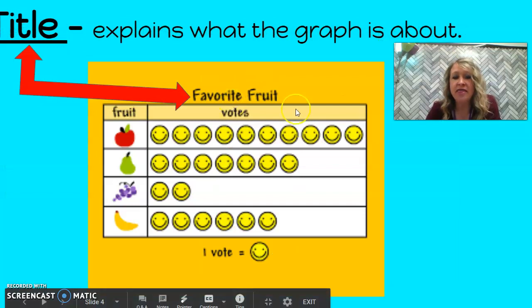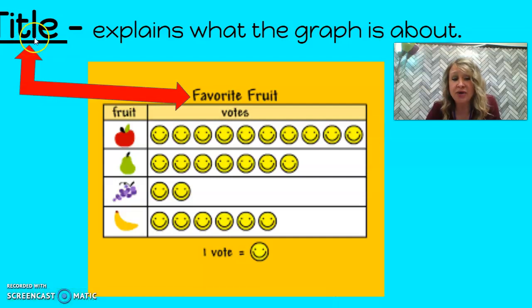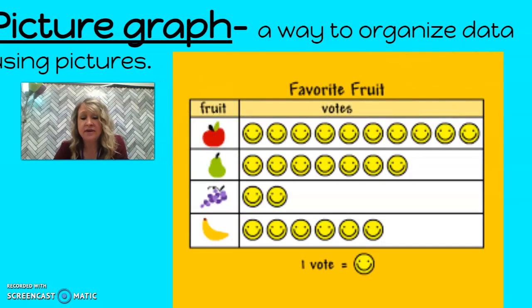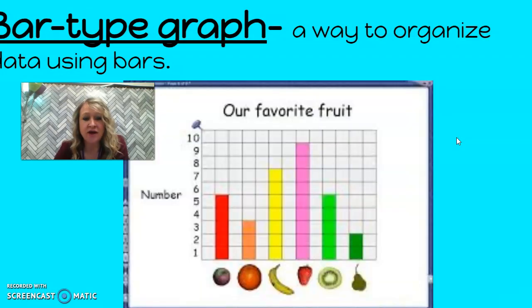What is this vocabulary word? Title. And this is the title, favorite fruit. Picture graph. It organizes data using pictures. This graph uses happy faces to show how many voted for their favorite fruit. What kind of graph is this? Bar type graph. It is a way to organize data using bars.